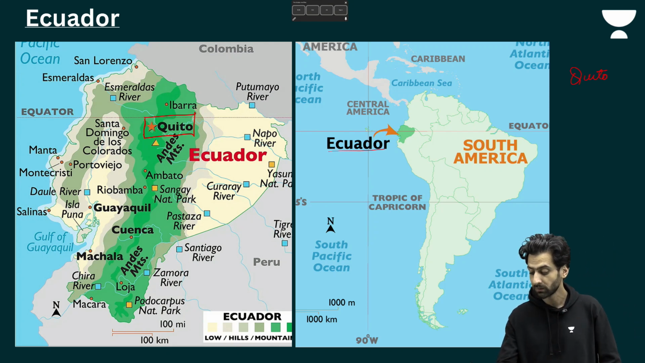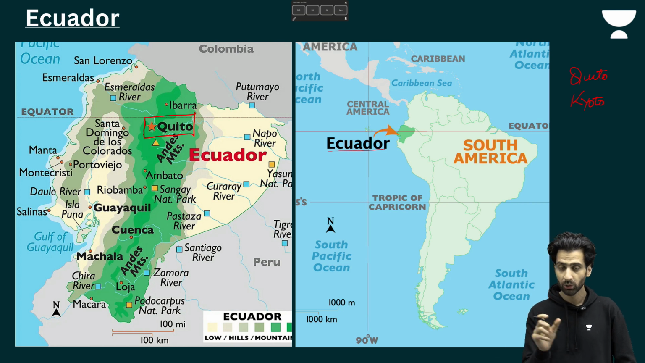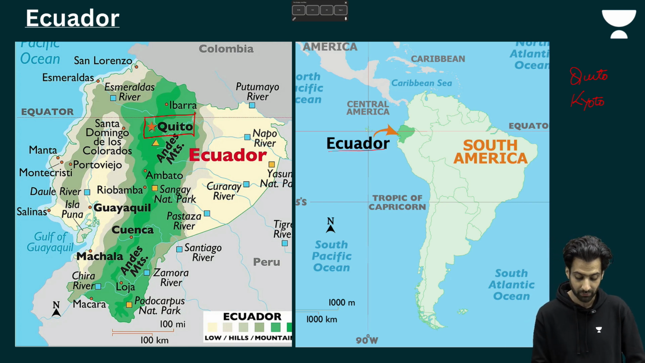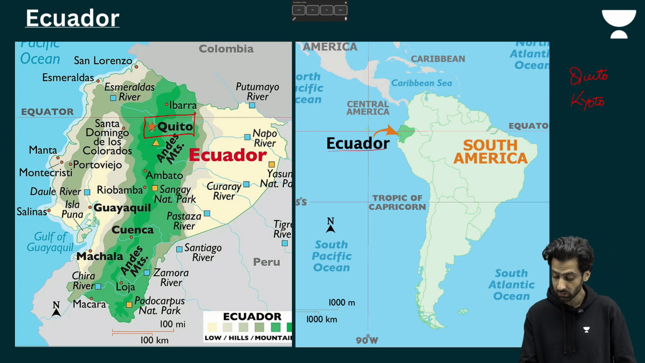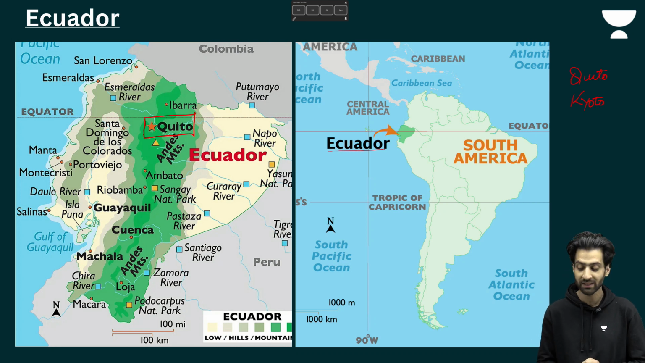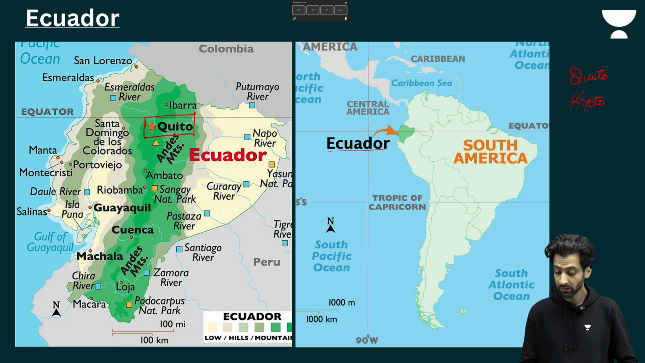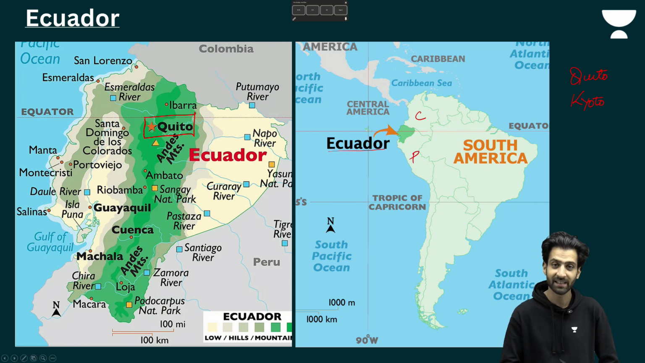Quito, don't get confused with Kyoto, that is in Japan. You can get confused easily with Quito and Kyoto, that is different. Quito is the capital of Ecuador, located in South America. And one more important thing is the equator passes through Ecuador, right? There was a lot of turmoil going on in Ecuador, the currency was falling, that's different, we will talk about it in geopolitics, but right now you know about the location of Ecuador. It is located in South America and shares its border with Colombia and Peru.